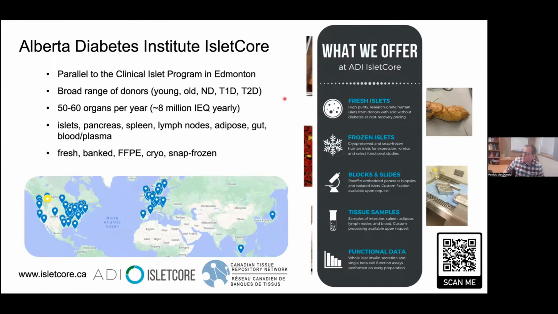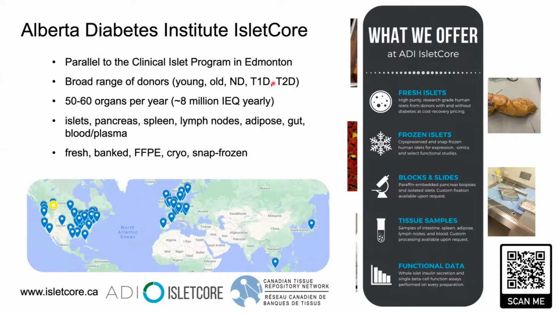What we started back in 2011 was called the Alberta Diabetes Institute IsletCore. This is a research-only program that essentially takes pancreas from organ donors when it is declined for clinical use. So if an organ is not going for clinical transplantation or for islet isolation and islet transplantation, then it can come to us with research consent, of course, for our research program.